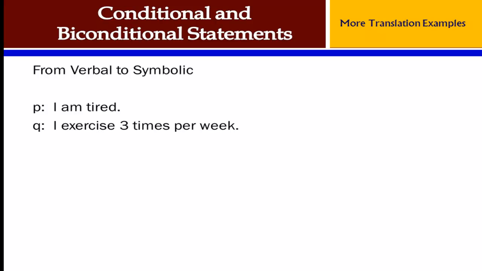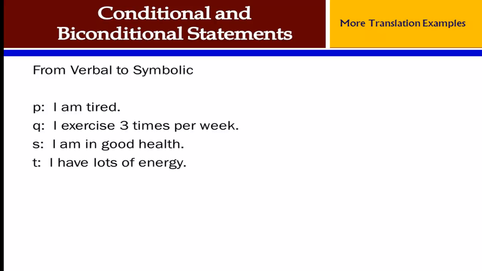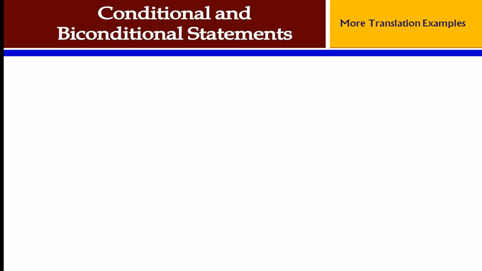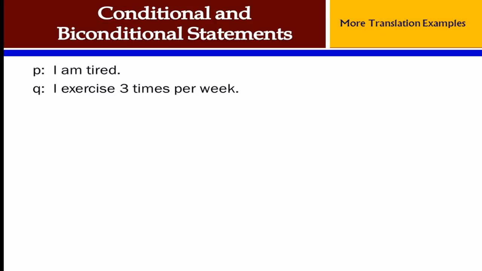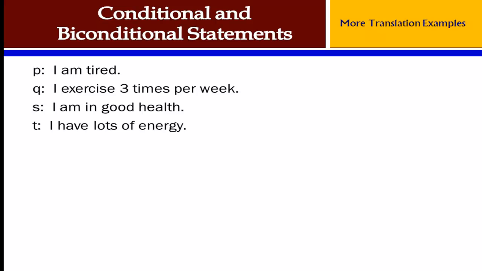Simple statement P, I am tired. Simple statement Q, I exercise 3 times per week. Simple statement S, I am in good health. Simple statement T, I have lots of energy. So let's look at a few more translation examples of these conditional and biconditional statements. That is, simple statements connected with the word if or with the words if and only if. Here are our simple statements we'll work with. P, I am tired. Q, I exercise 3 times per week. S, I am in good health. T, I have lots of energy.